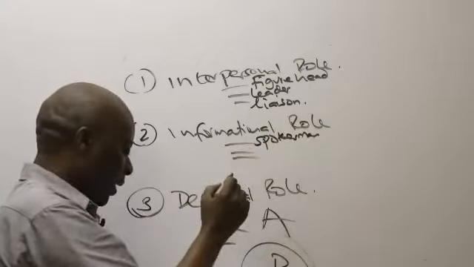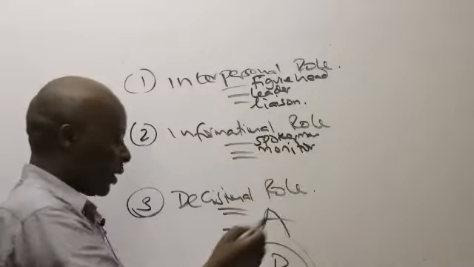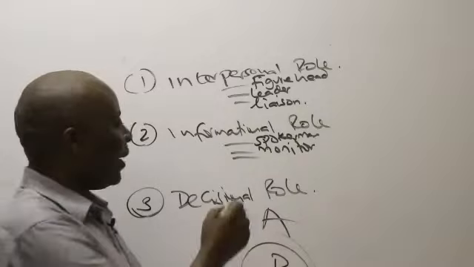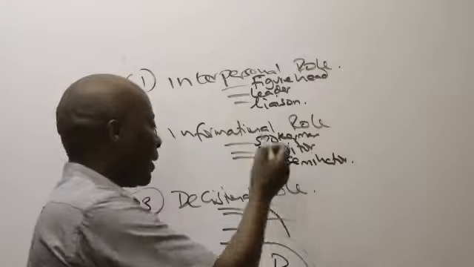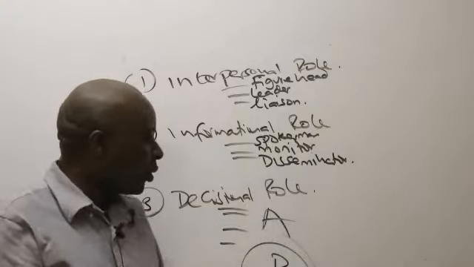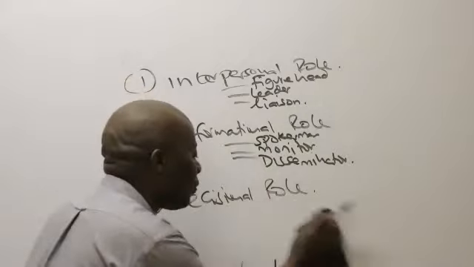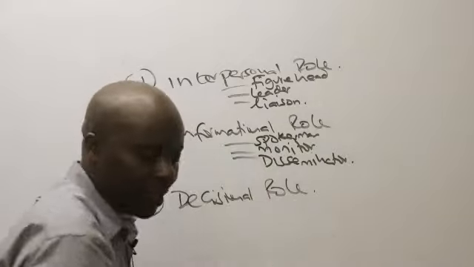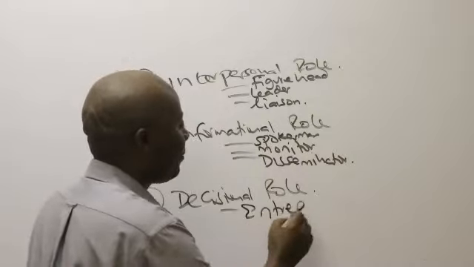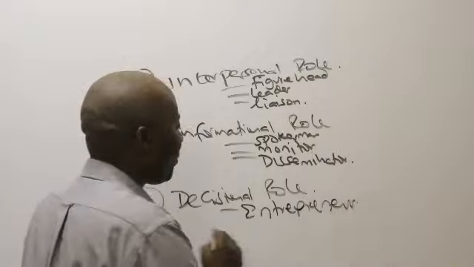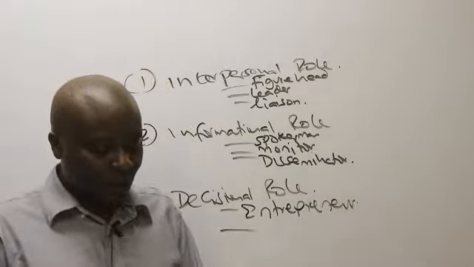How about informational? Informational, we have a spokesman. We have, in this case here, monitor, like a class monitor, and then you report. And then we have a disseminator. Disseminator like that. How about decisional roles? You must have, in this case, ladies and gentlemen, decisional roles. Of course, the first one that I'll never forget here, you must be an entrepreneur.